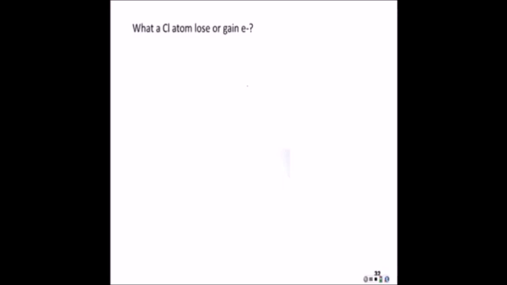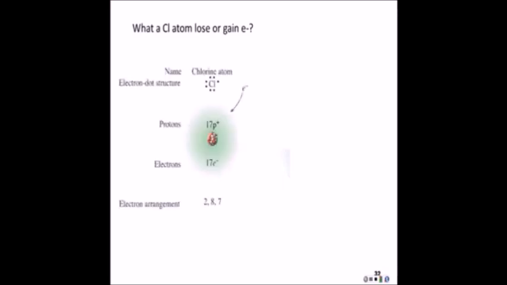What about nonmetals? What about chlorine here? Will it lose electrons again? Well, let's look at electron arrangement, 2, 8, and 7. It could either lose all 7 of those or gain 1 electron, so that 7 could become 8. And gaining 1 electron will be a lot easier than losing 7. So that's what it does.